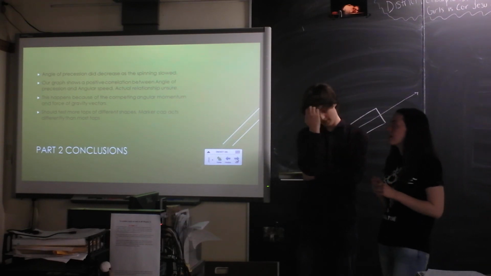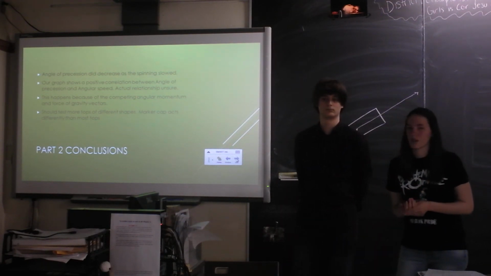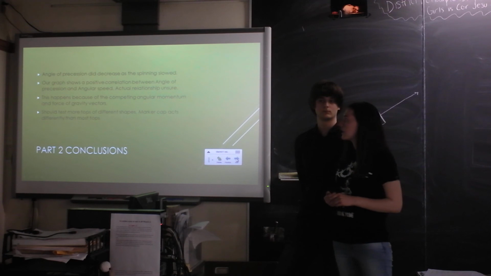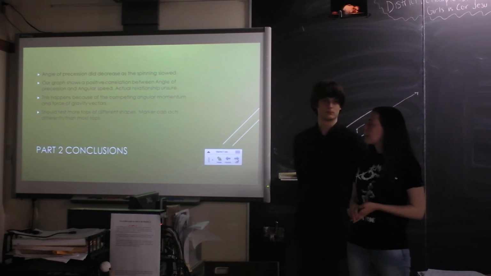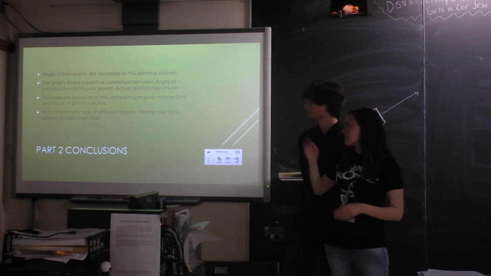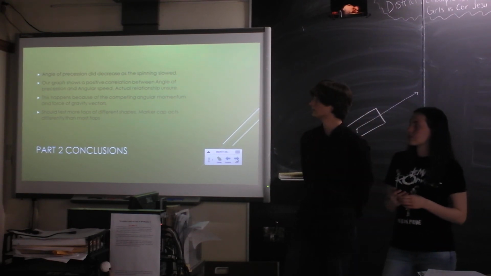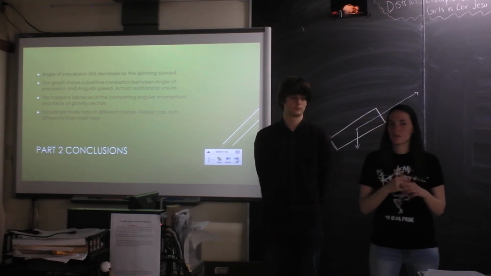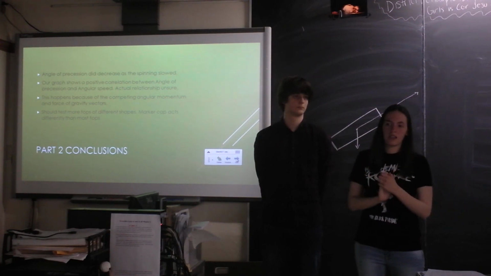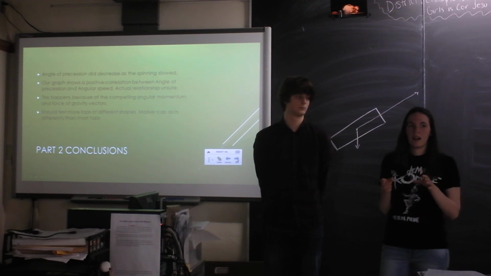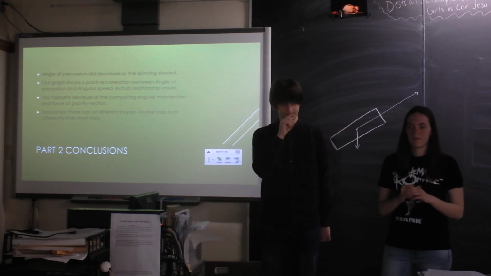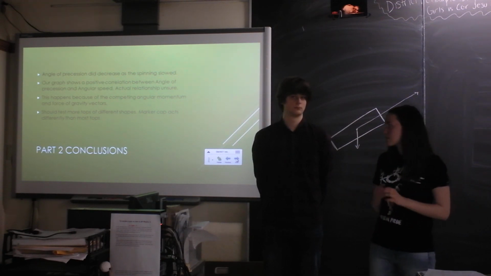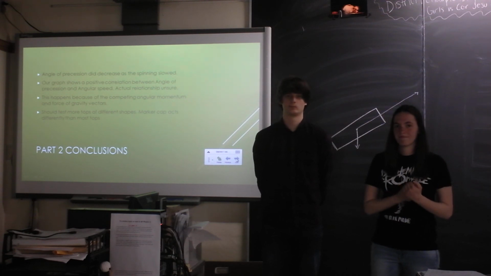And then for part 2, angular precession did decrease as the spinning slowed, which was our hypothesis. We know there's a positive correlation between angular precession and angular speed, but we don't know what the actual relationship is. The precession happens because of the competing angular momentum and force of gravity vectors, which is the diagram I drew. We should test different tops, because we only had one that really drastically showed precession. Some of the other ones showed precession, but you can't get a good video of it, mostly because they move around a lot, so it's hard to film from the side. The marker stays in the same place most of the time. So, yeah. Thank you.